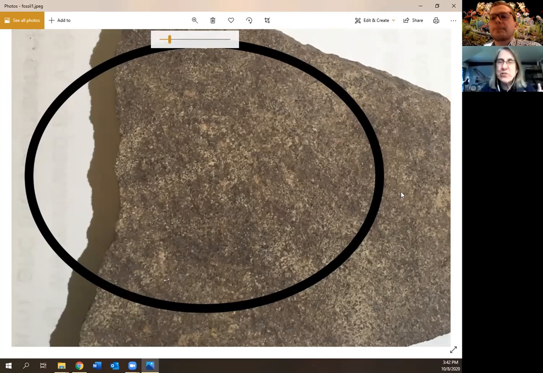Anyway, so there's some texture there that suggests there might have been something. Maybe it's an impression of something.